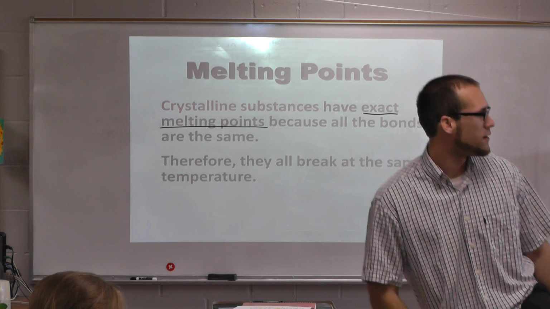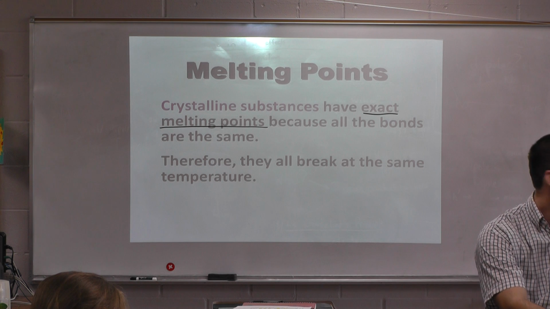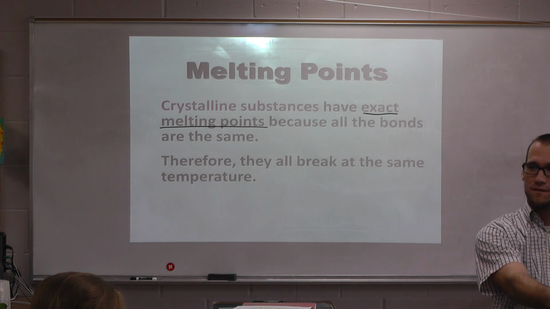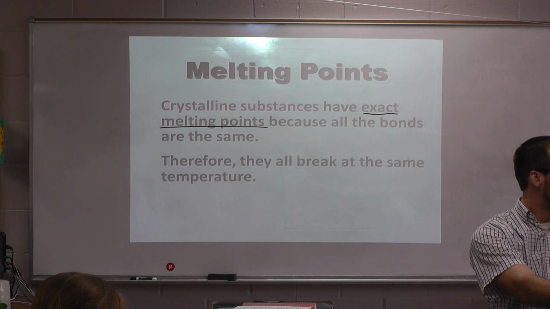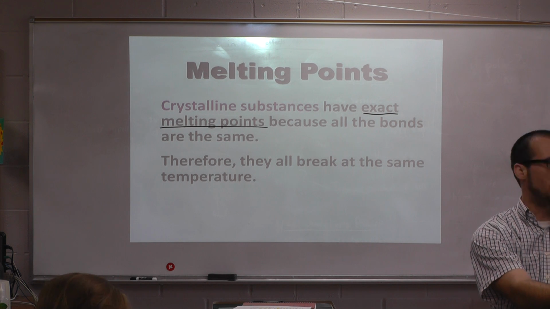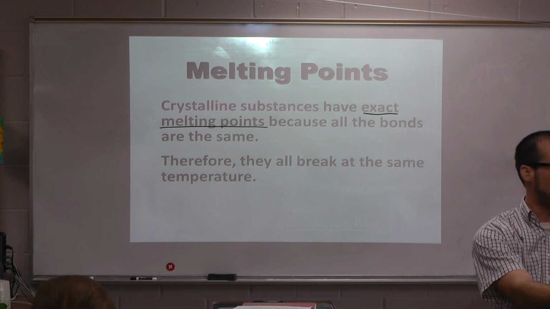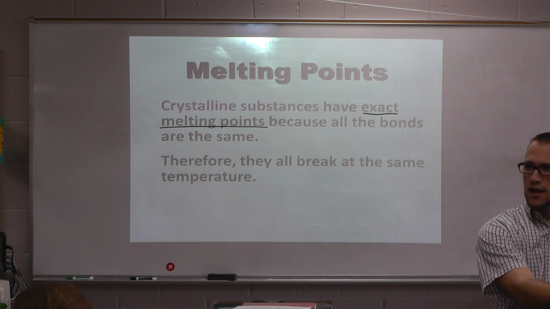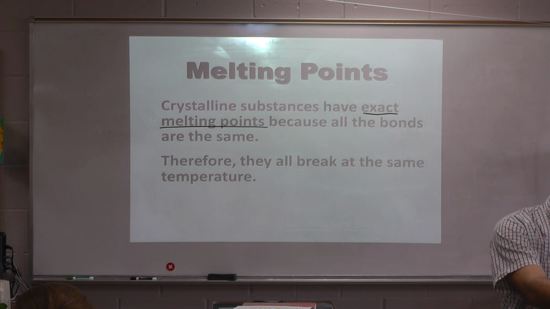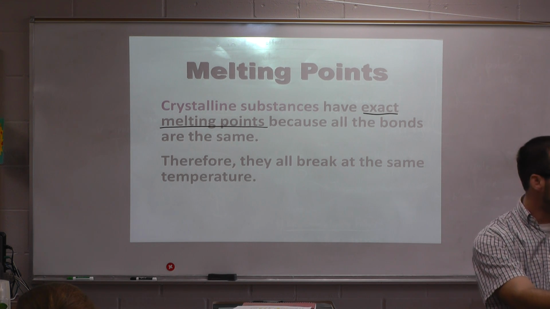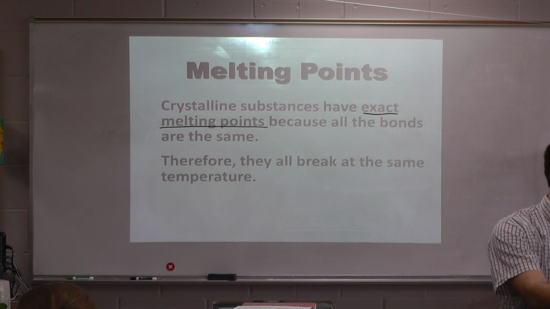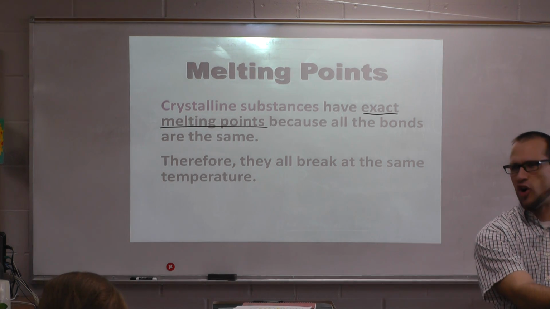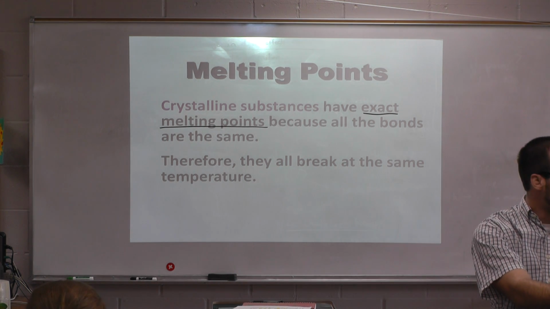What does it mean here when I say exact melting points? Well, at a certain temperature. Okay. So when it says exact, it means when it hits this temperature, all of it will melt at that temperature. Does that make sense? You're not going to see some of it melt at 10 degrees, and then some of it melt at 12 degrees, and then some of it melt at 15 degrees. You know what I'm saying? It all melts at one temperature, an exact temperature.